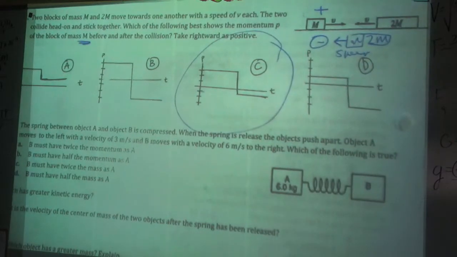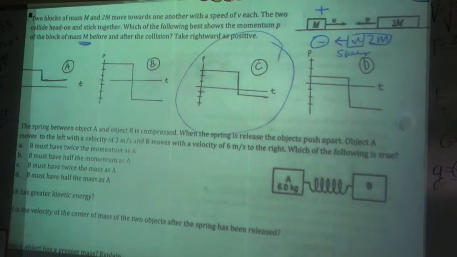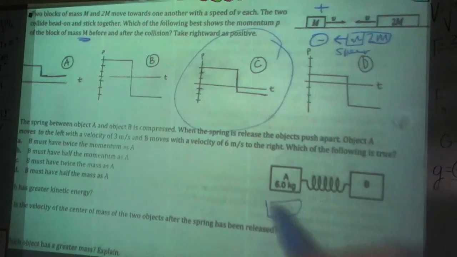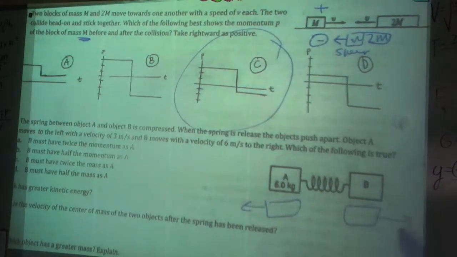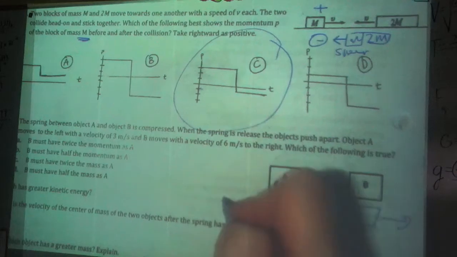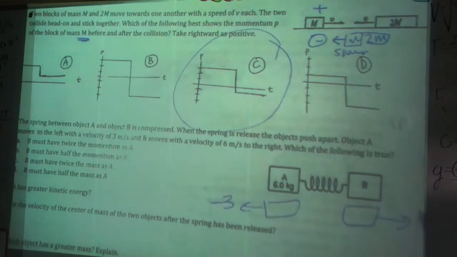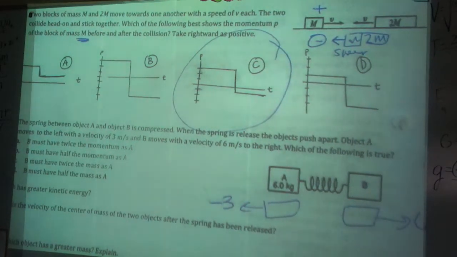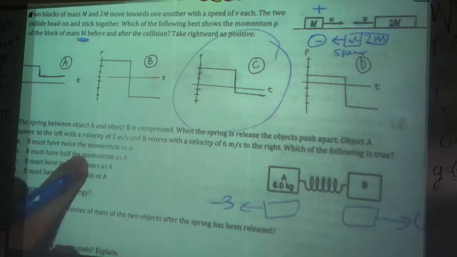24, the spring between A and B is compressed, and the spring is released. They push apart, so this one goes this way. Object A moves at a speed of -3. Object B moves at a speed of 6. What does that mean about their momentum and their mass?